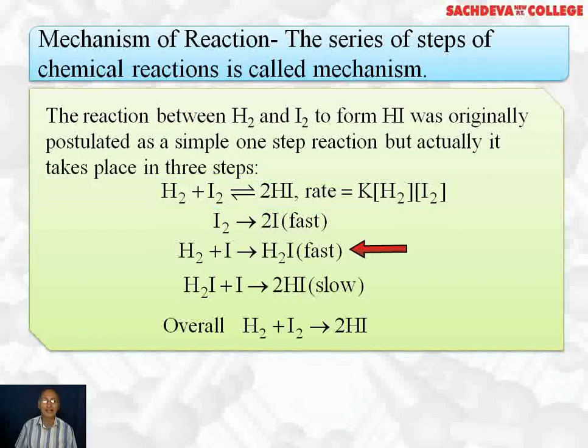One of the iodine atoms combines with H2 to form H2I, which is an unstable intermediate. This reaction is also fast. And in the third step, H2I, which is unstable, combines with an I atom to form 2HI, and this is the slow step or rate determining step. The overall reaction is H2 plus I2 gives 2HI.